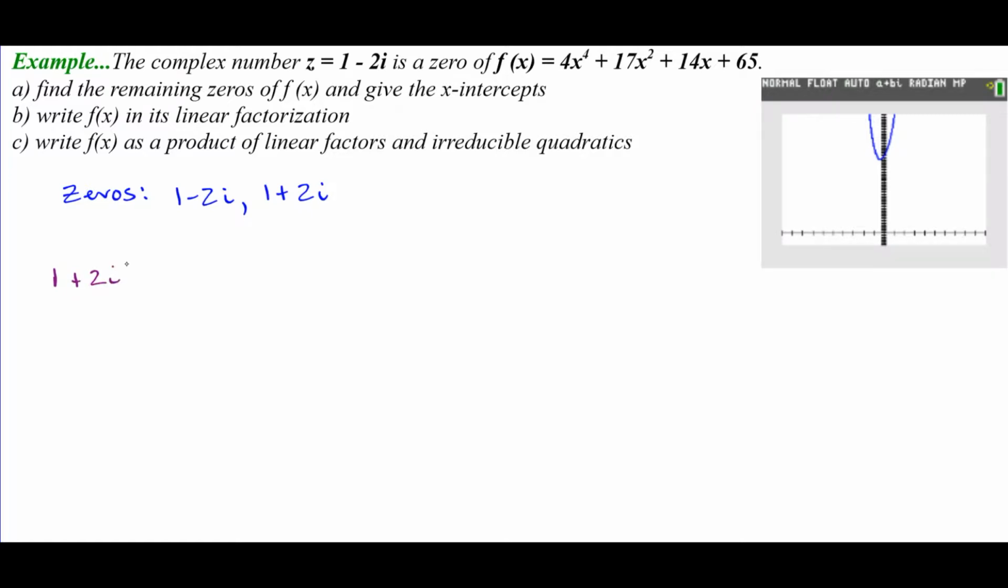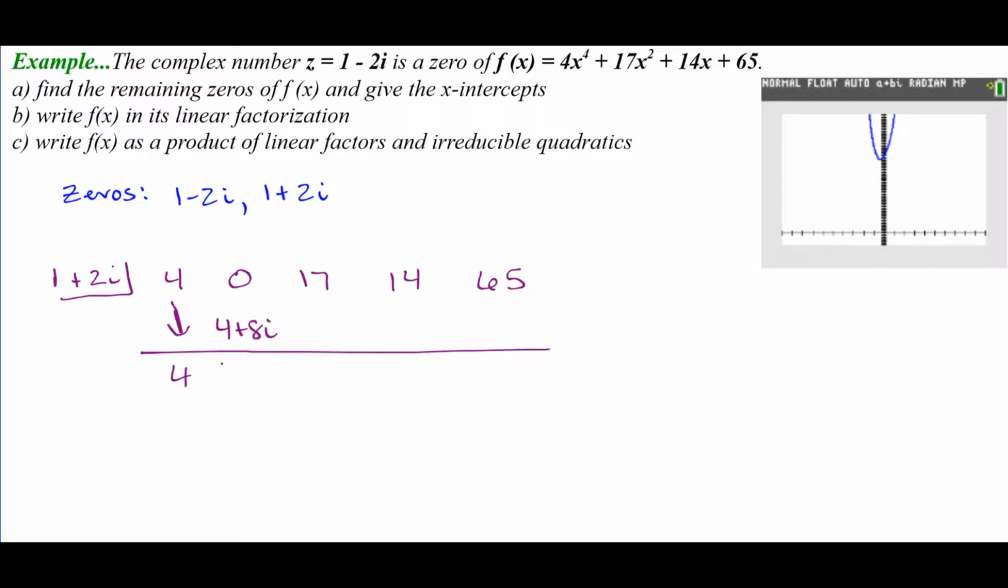So I'm going to start by dividing by one of my complex zeros. I use the 1 plus 2i. So I got the 4. I need to put the 0 term in for the cubic term, and then my quadratic term is 17, my linear term is 14, and then my constant term is 65. So we're going to bring down the 4. Then I'm going to multiply, and this is going to give me 4 plus 8i. Add that to 0, so that's 4 plus 8i.